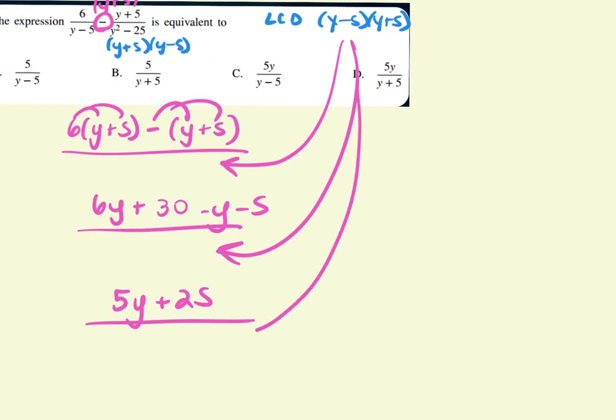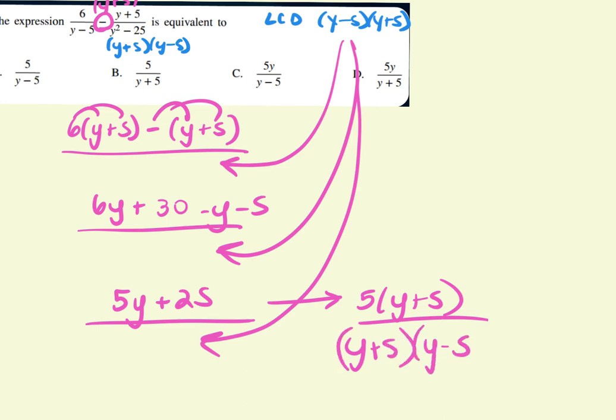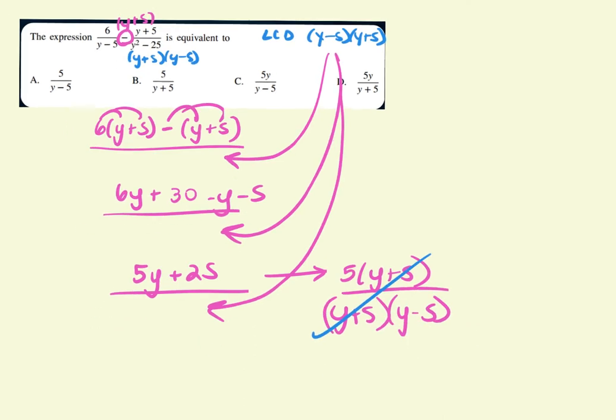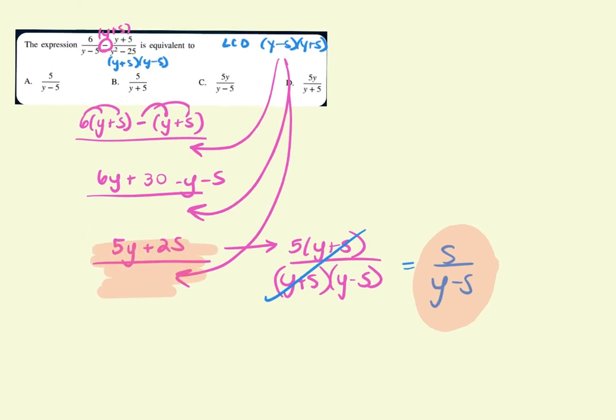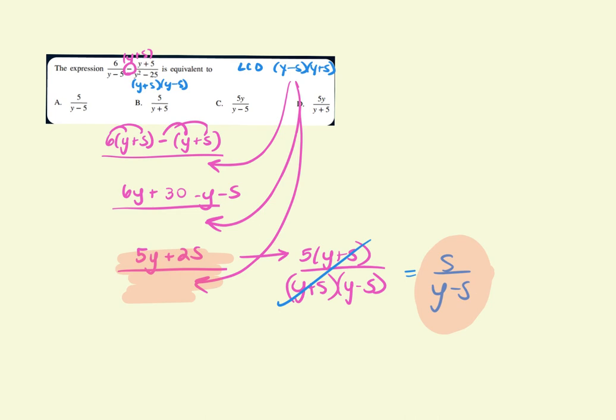That goes over the whole thing, and that can get factored. 5 comes out, and it'll be y plus 5 over y plus 5, y minus 5. The pluses cancel out, and my answer would be 5 over y minus 5. This is a perfect example of when I got to that answer, if I looked at my answer choices, it's the benefit of the multiple choice, it's not there, which is your little sign that you're going to have to keep going.